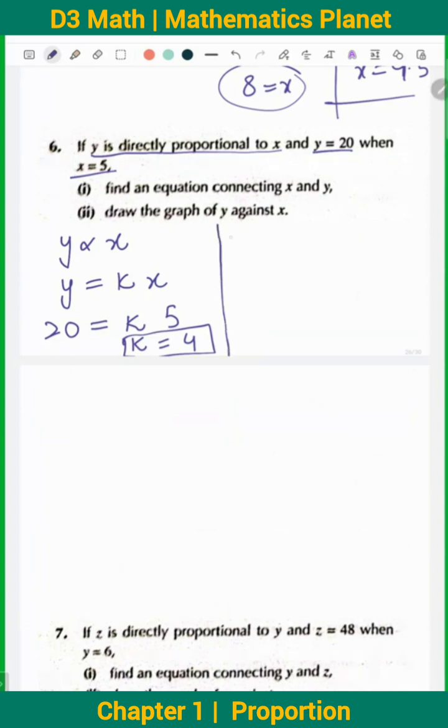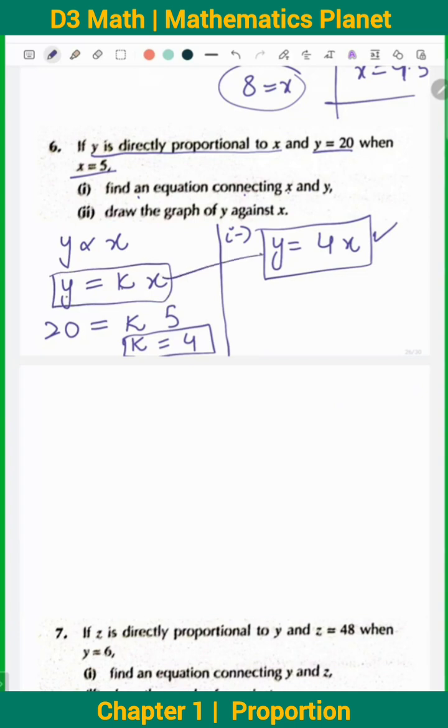Now number 1. Find an equation connecting x and y. So x and y will be connected: y is equal to 4x. Is this clear? How to connect the equation of x and y? We just need to write y is equal to kx. This is the equation. We just need to write it again, and instead of k, I'm going to put 4. So I will get y is equal to 4x.